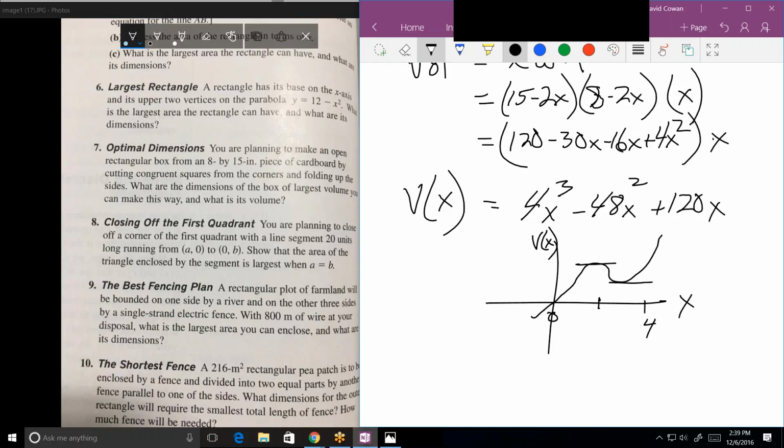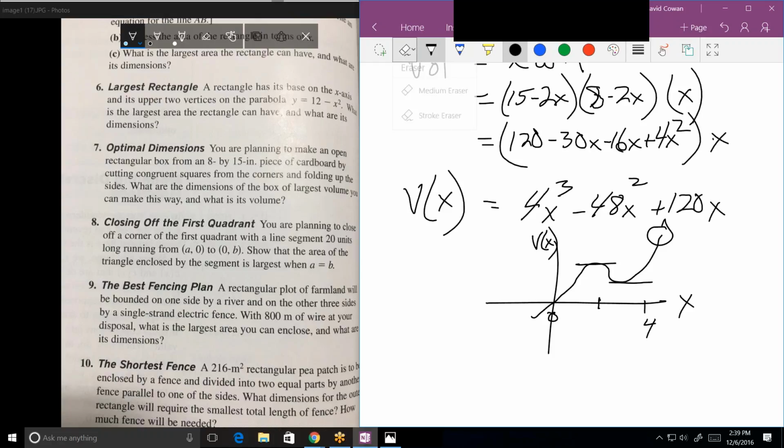That is where our volume is going to be the highest. Now you might say, well, over here the volume is higher, but that's outside of our effective domain. Remember, our domain is only between 0 and 4.